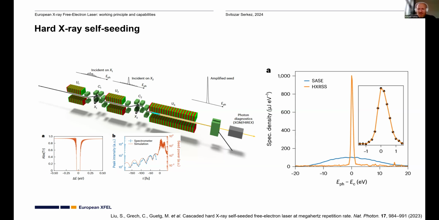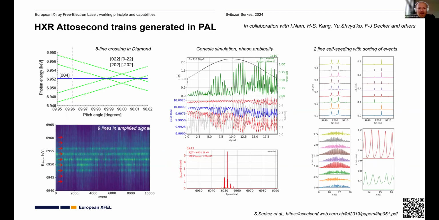But this method allows European XFEL to generate extremely high spectral density. Here is the cross-calibrated spectrum to give you some absolute units. These are millijoules per electron volt. We got 1 millijoule per electron volt per pulse, which is really a record for these schemes. And we do it twice to reduce the heat load on the diamonds, but that's very technical already.